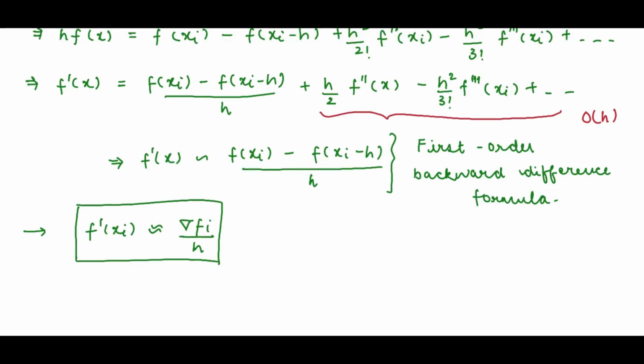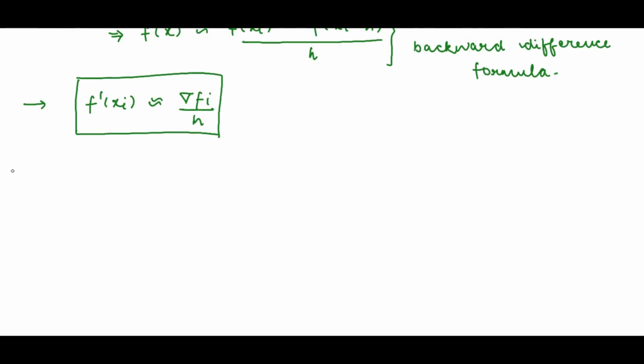Now comes the very important practical question: when should we use the backward difference formula? Suppose our table looks like this: x0, x1, x2, x3, x4. If we want to find the derivative near the last point, say x4, we have plenty of data behind it, that is x2, x3 and x4. So the backward formula is convenient.